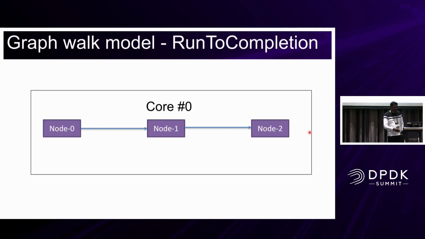When I initially created the library, we had a run to completion model, where in a given graph we have a number of nodes. Each node will be part of each core, and you will create an instance of those graphs on multiple cores. So it's just run to completion: node 0 will move to the downstream node, and so on. It's all in the same core.